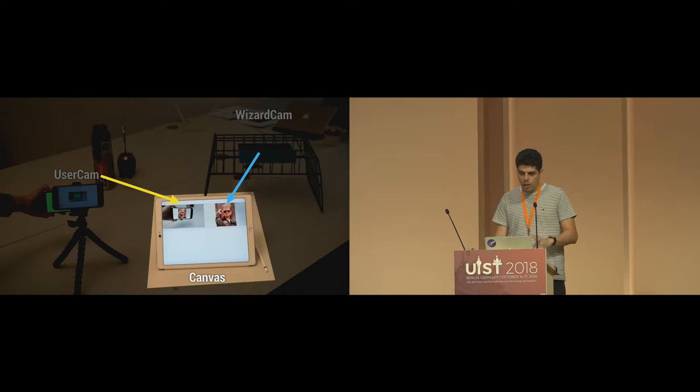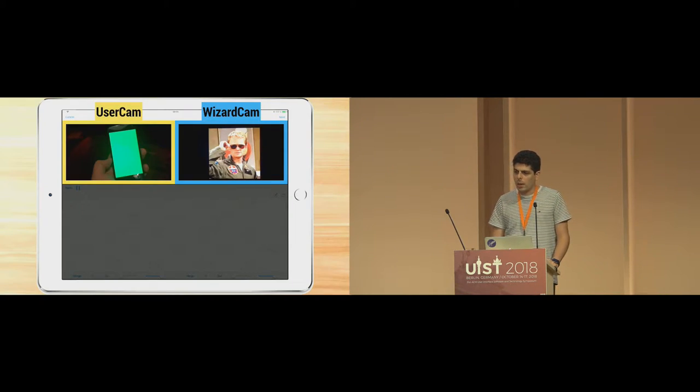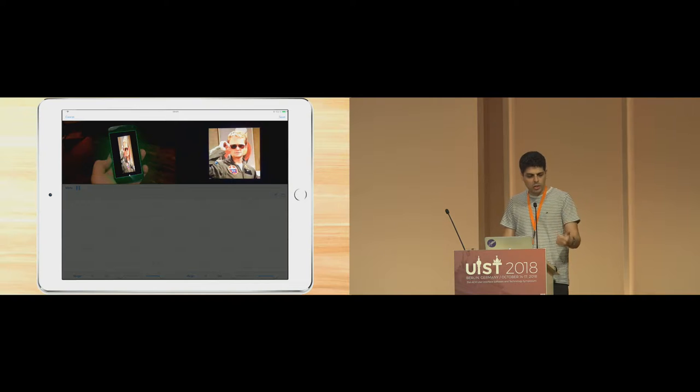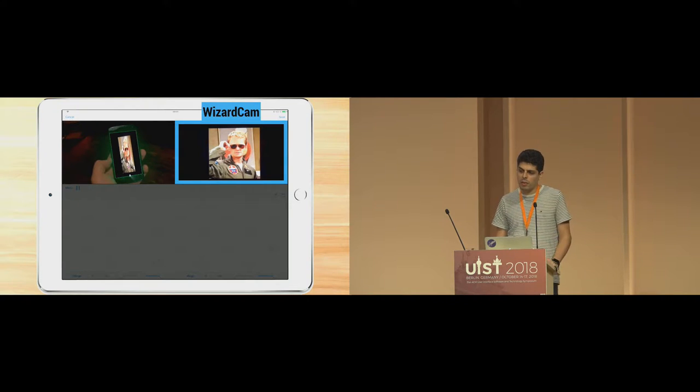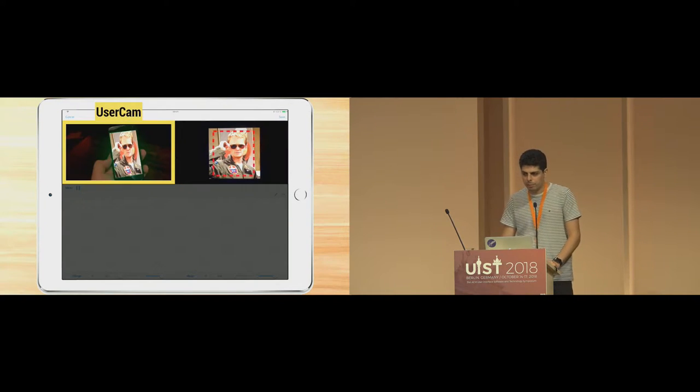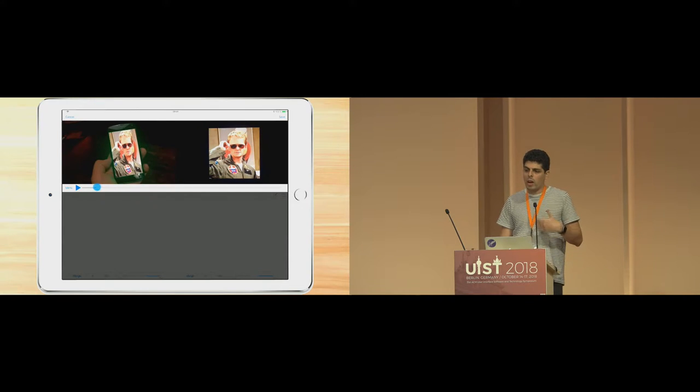So now we will focus only on the canvas, and I will show how we can reproduce the technique that I showed you before. On the right, we have the wizard camera preview, and on the left, we have the user cam preview. And the replacement in this case is distorted because the user actor is grabbing the phone in portrait mode. So we provide a viewport tool to let the wizard select the area of the paper prototype that should be replaced.